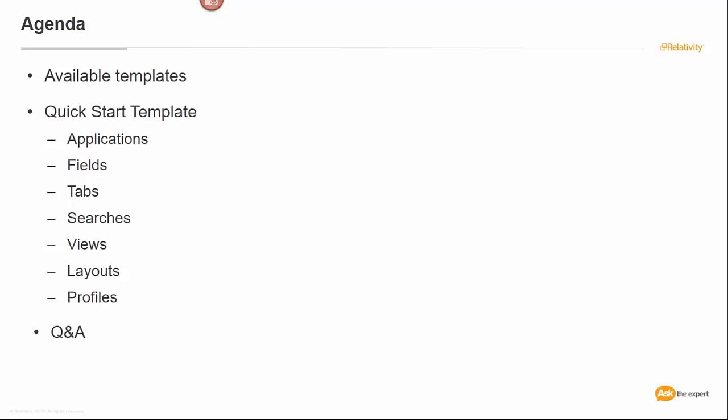We will predominantly be talking about the Quick Start template, what applications it has, the fields, the tabs, why we loaded certain things where they were, considerations, the searches, the views, the layouts, and then any profiles. And then question and answer at the end, but I really do encourage people to ask questions throughout. Hit me with questions as we're on the topic, because I think it seems a lot more appropriate than hitting everything at the end. But by all means, if there's stuff at the end you want to talk about, let me know.